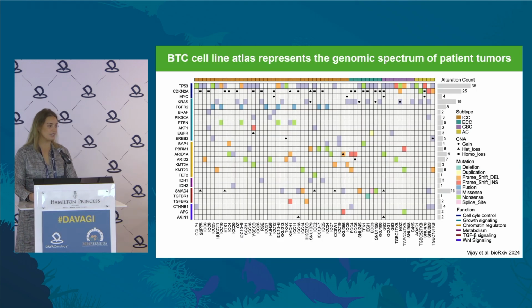And this biliary cell line atlas really reflects the spectrum of genomic diversity and anatomic subtypes that we see in these tumors. For example, in line with what we see in patient data, we see that FGFR2 fusions and IDH1 mutations are primarily observed in intrahepatic cholangiocarcinoma. And on the other hand, in extrahepatic cholangiocarcinoma and ampullary models, we see more KRAS mutations.